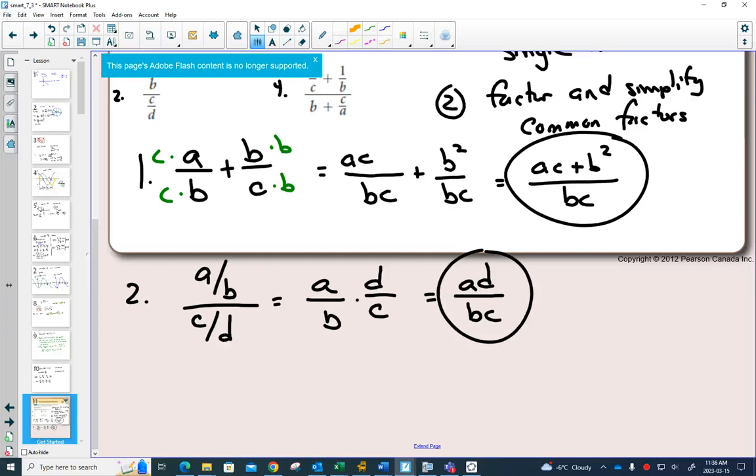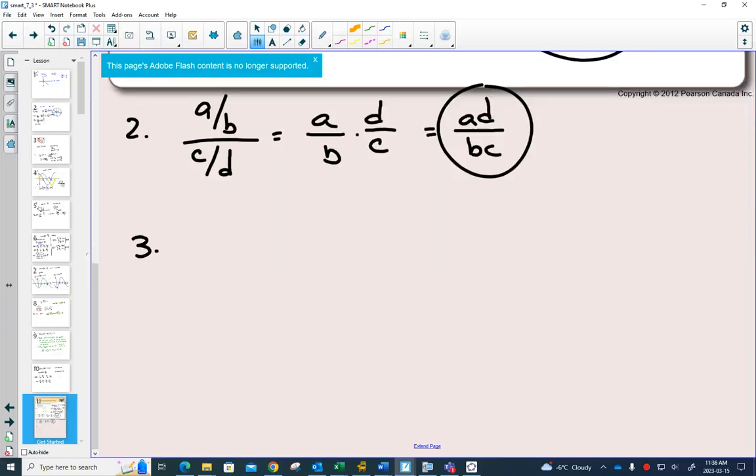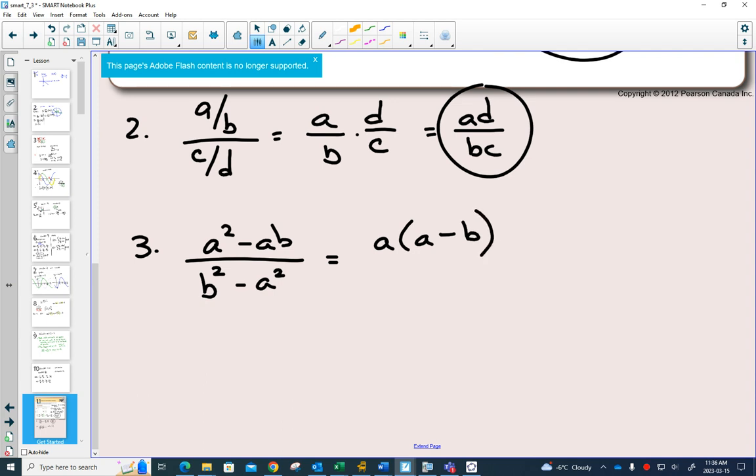Number 3 is already a single fraction because we have a squared minus ab over b squared minus a squared. So if you already have a single fraction and it's not simplified, it might mean there's a common factor. So what do we have to do? We have to factor the top. In the top, I notice that there's an a in common, and I can factor that out. In the bottom, I have a difference of squares. So I have b plus a, b minus a.